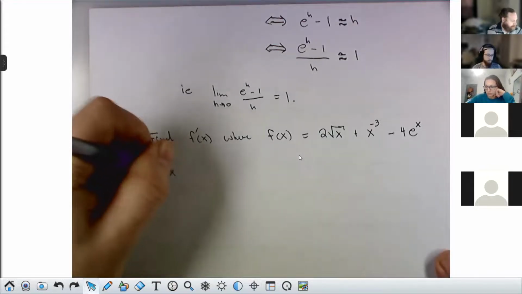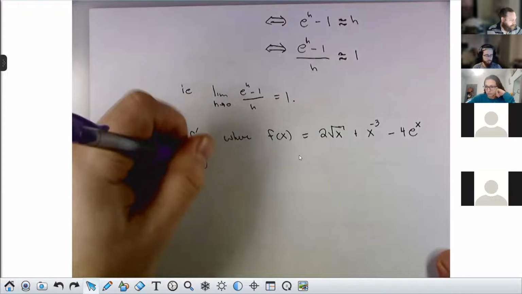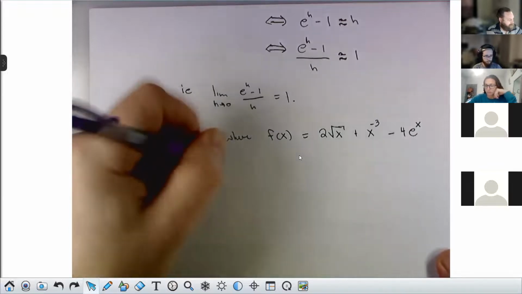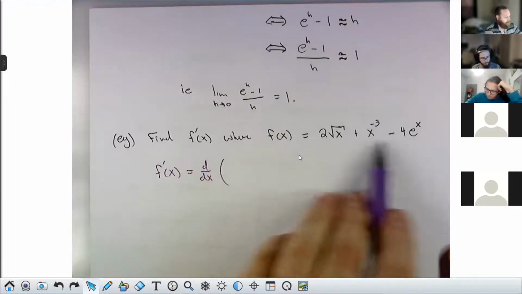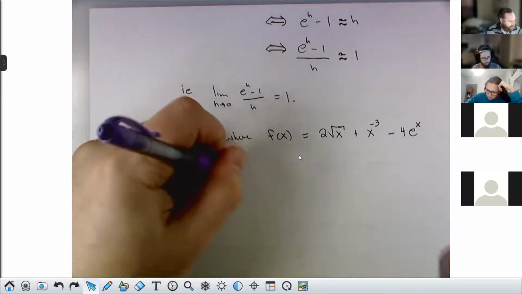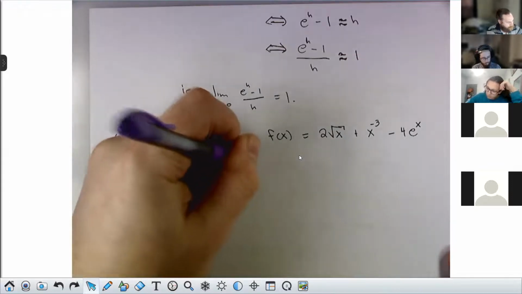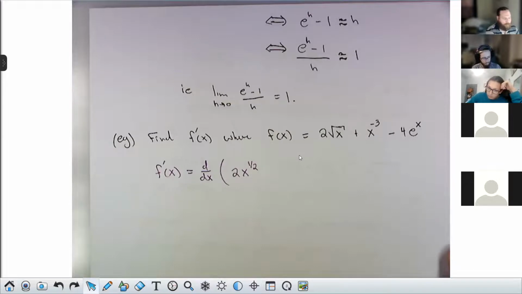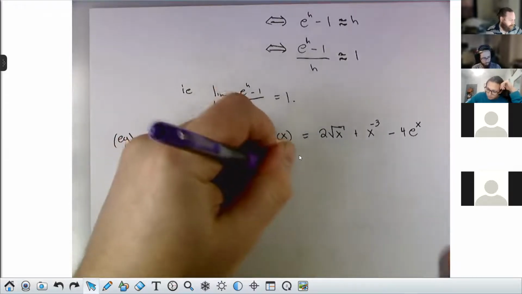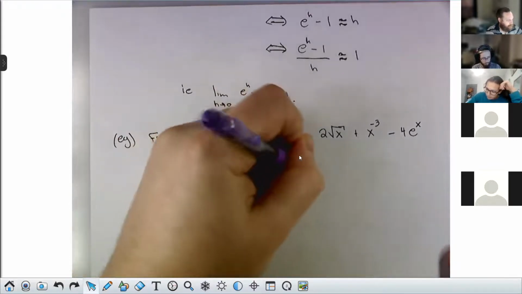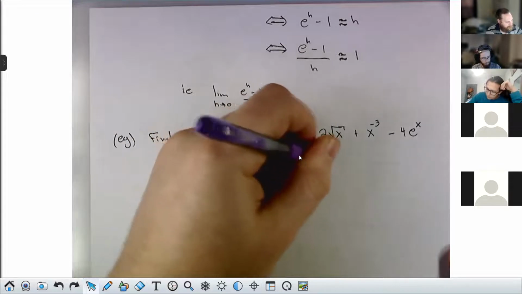f prime of x is what we get when we differentiate this thing. And I'm going to write this line just with some stuff simplified here. That's 2x to the 1/2, right? The square root of x, plus x to the -3 minus 4 times e to the x.